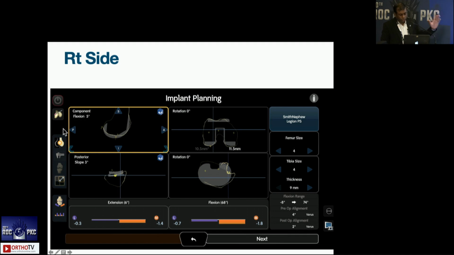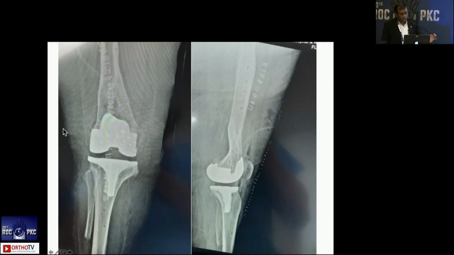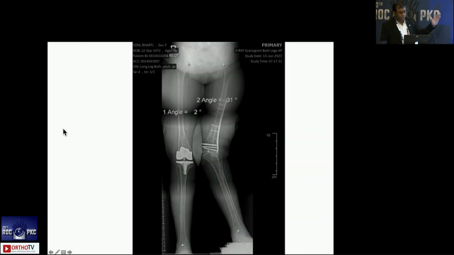And this is how the implant planning changes. So you can change the slope, you can change the flexion, you can change the rotation, and this is afterwards. So using robotic, we've used the 9 poly with minimal resection, and we have got this reasonable alignment. And then this is how it looks.